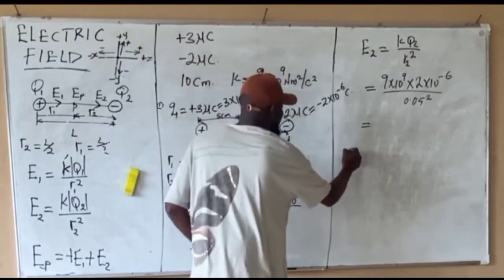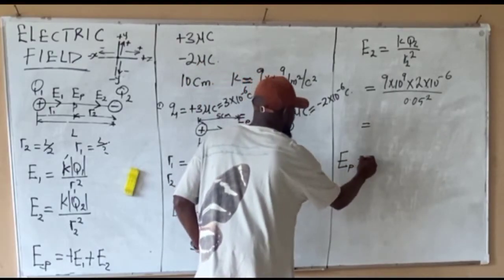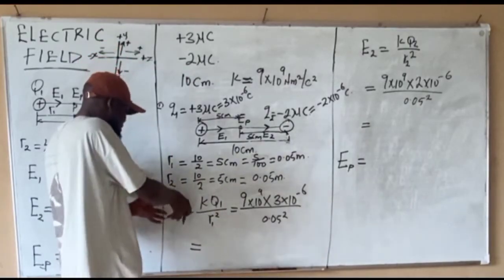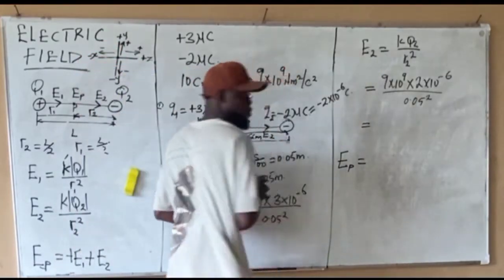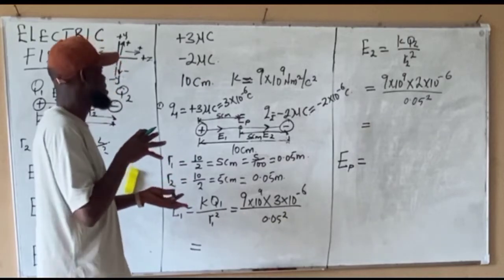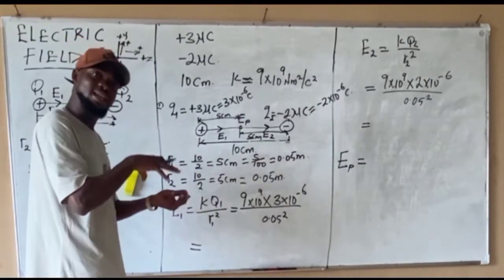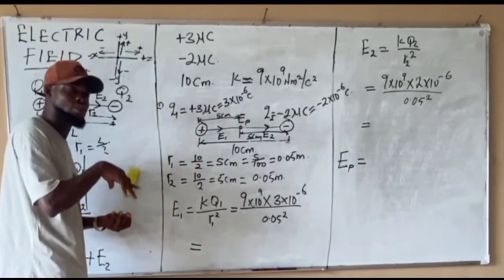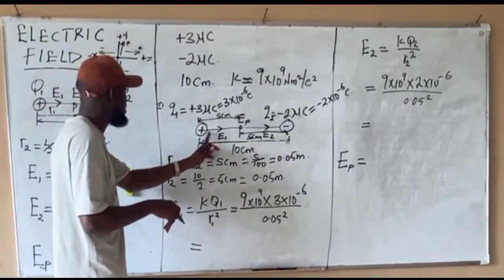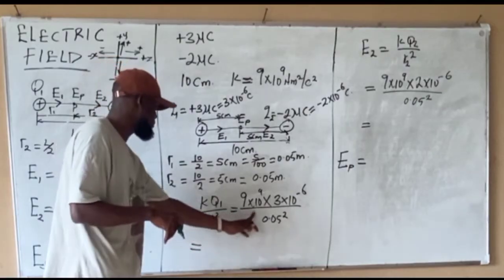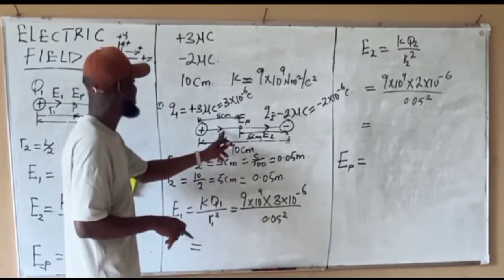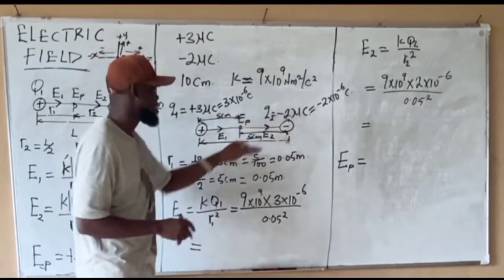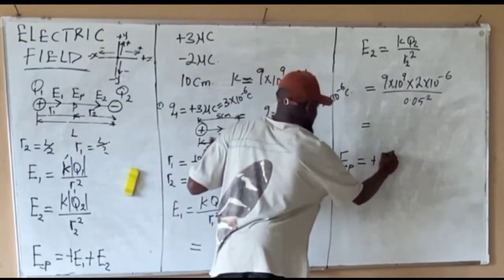Now, what will be the electric field at point P? The total electric field at point P will be the summation of this and this. We will sum up the two. Both their magnitude and their direction will be taken into consideration. So, what is the magnitude of this one? The magnitude will be obtained from this place. Then the direction is to the right hand side. So this E1 will be positive since it goes to the right hand side.